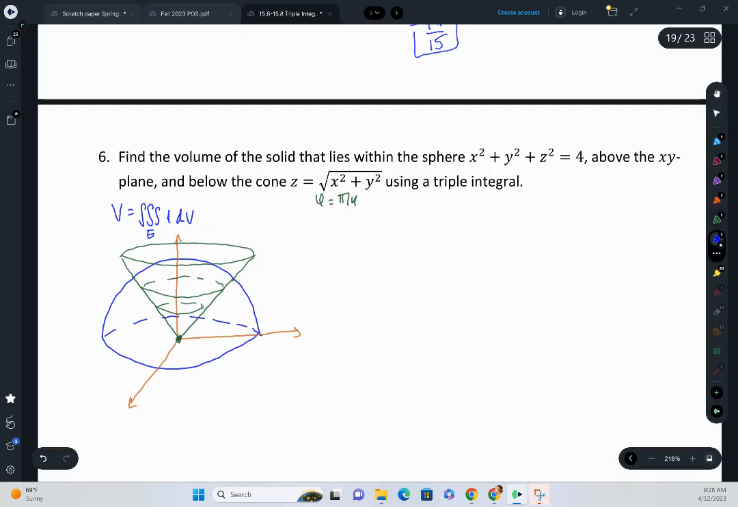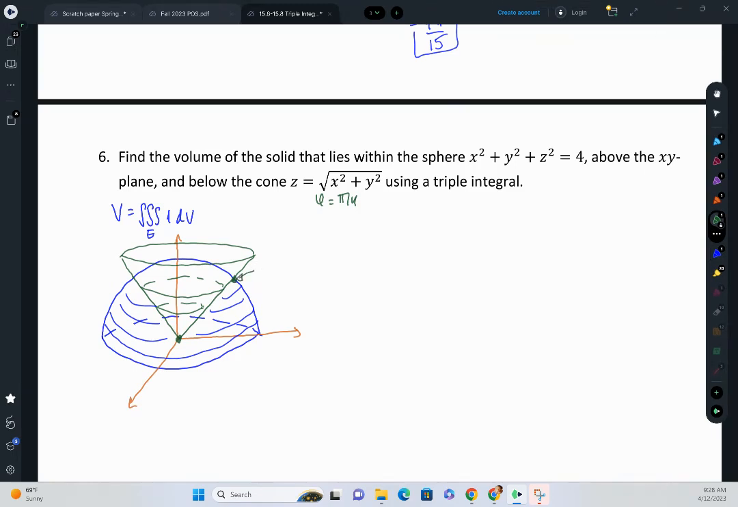So what they want is this region right here. Not inside the cone, but below the cone. Okay, we need to remember that the standard cone is, well, first of all, we need to get this intersection point, but also we need to remember that the standard cone makes an angle of pi fourths with the z-axis, because that's going to help us with our phi bounds.